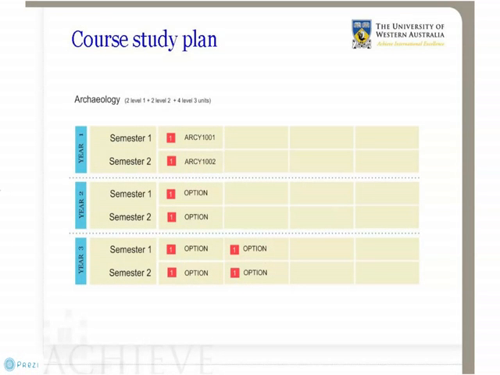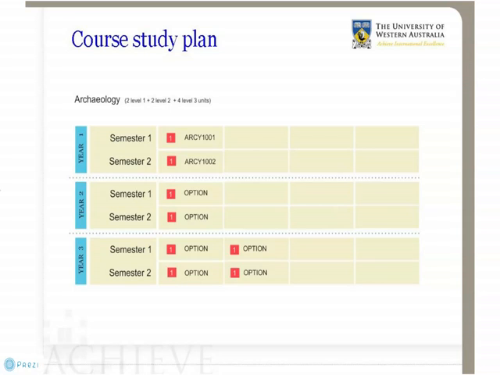Here it is. You can see it has 8 units, in this case 2 at level 1, 2 at level 2 and 4 at level 3. Looking closer, Archae 1001, Discoveries in Archaeology, and Archae 1002, Archaeology Today, Principles and Themes, are the core units and therefore compulsory. Right. The rest are options chosen from a list of archaeology units.